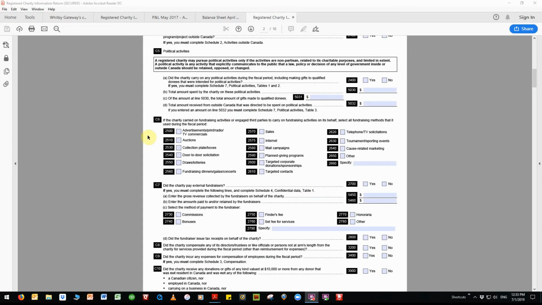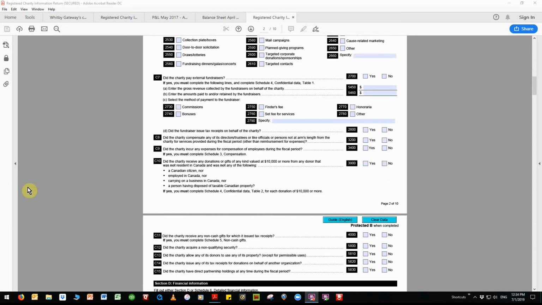Under C6, they'll be asking you how you collect your money. In most cases, it's collection plate or boxes. Under C8 and C9, they're looking, did we compensate anybody, such as our pastors? The answer is yes, and then you have to complete Schedule 3.